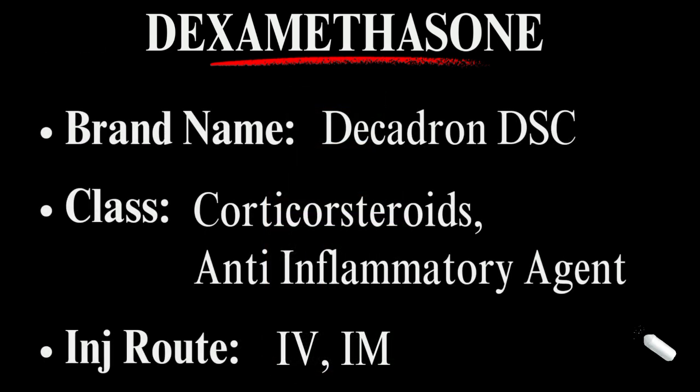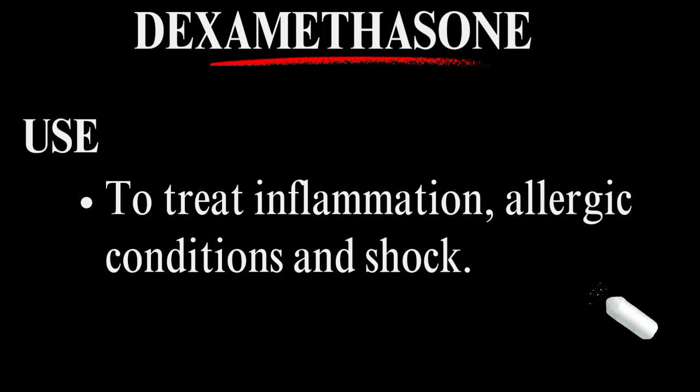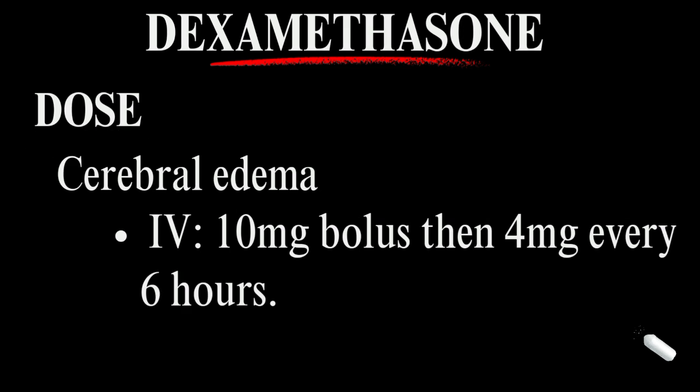Dexamethasone. It's sold under the brand name Decadron. It's a corticosteroid, and the route of administration for the injection is IV or IM. It's used for the treatment of inflammation such as cerebral edema, allergic conditions such as atopic dermatitis, asthma, and shock. The dose for cerebral edema is usually a 10 milligram bolus and then 4 milligram every 6 hours.